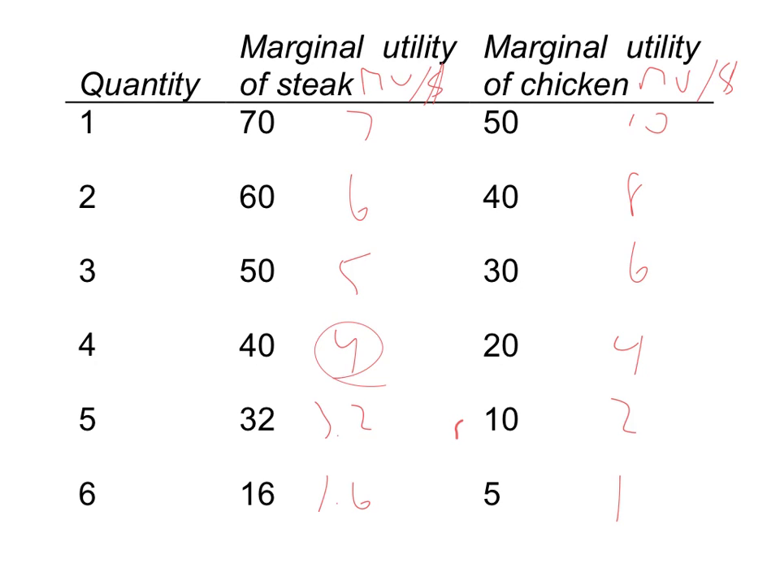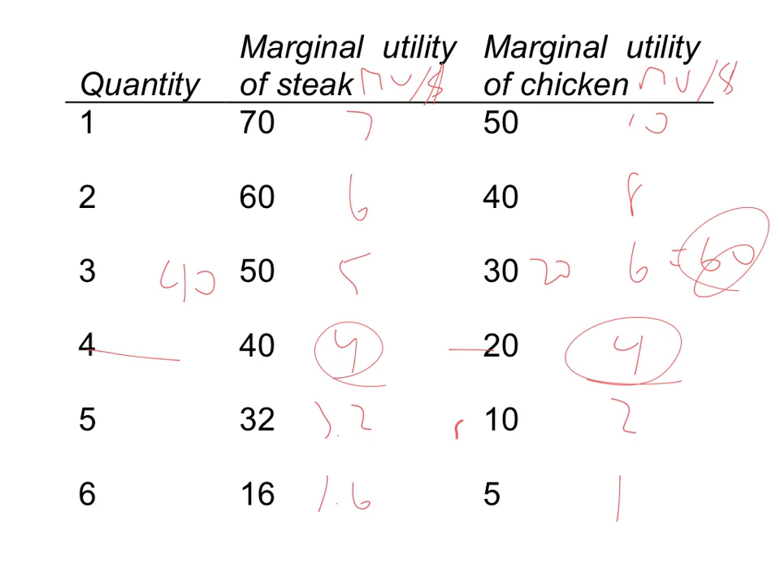And it looks like we have a match here at 4 units of steak, 4 units of chicken. Just check that. Steak is $10. That's $40. Chicken is $5. That's another $20. So that gives us $60. So we've satisfied our budget.